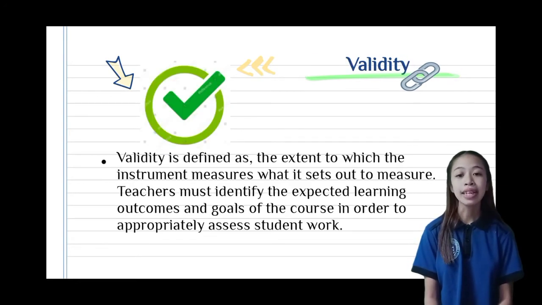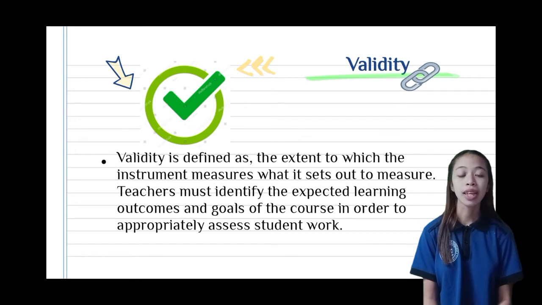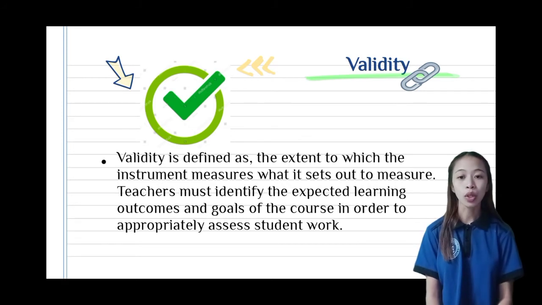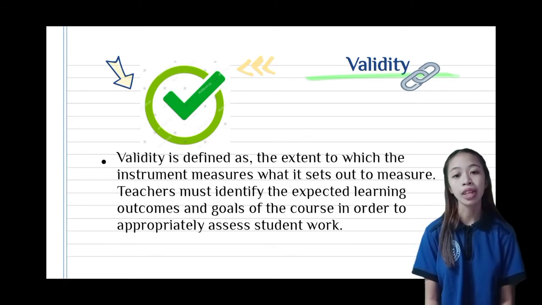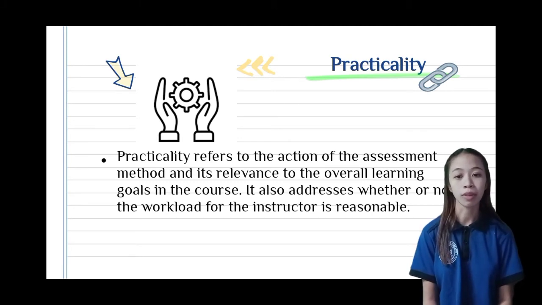Validity. Validity is defined as the extent to which the instrument measures what it is set to measure. Teachers must identify the expected learning outcomes and goals of the course in order to appropriately assess a student's work. And lastly, practicality. Practicality refers to the application of the assessment methods and its relevance to the overall learning goals in the course. It also addresses whether or not the workload for the instructor is reasonable.